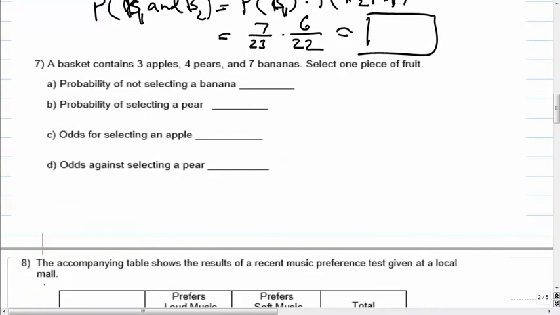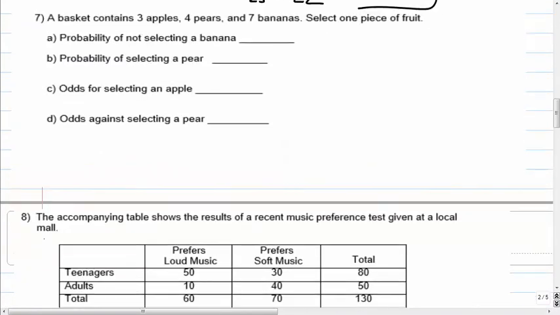Number 7. Always feel free to stop the video. I'm moving right along here. My basket contains 3 apples, 4 pears, 7 bananas. Select a piece of fruit. The probability of not selecting a banana is, well, there are 7 ways of not picking a banana: 3 apples, 4 pears. There's 14 ways of doing something. 7 out of 14, 1/2.